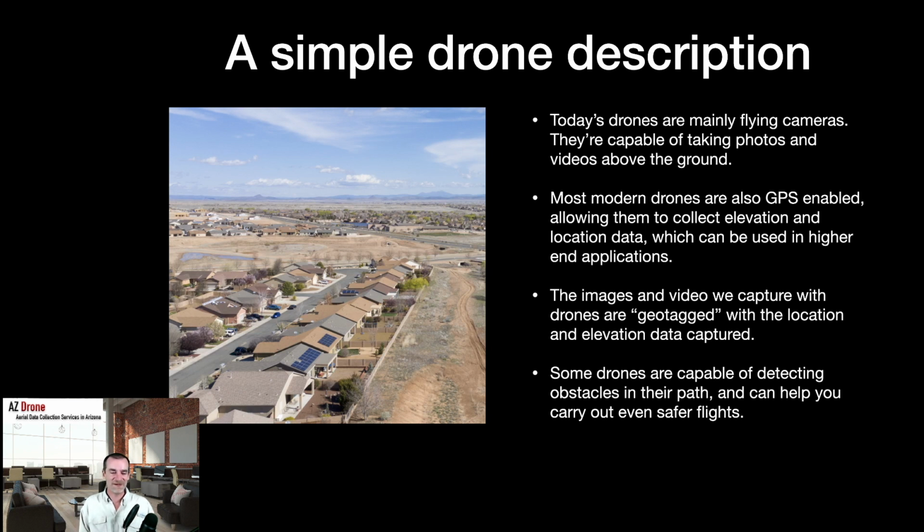So the images and video we capture are geotagged. They've got all of this additional information that's usable in other industries. Some drones that are out there today are also capable of detecting obstacles in their path, so they're even a little smarter. They can help you achieve safer flights. One example would be the Skydio 2. It's a very interesting drone with a lot of tracking features, but once again, that drone is flying around with a camera that can do photography and video and has some pretty smart obstacle avoidance.